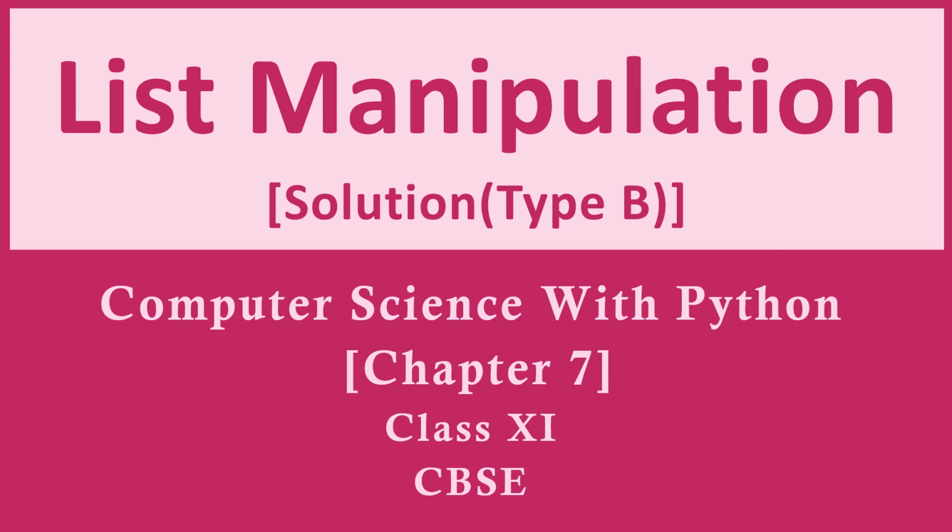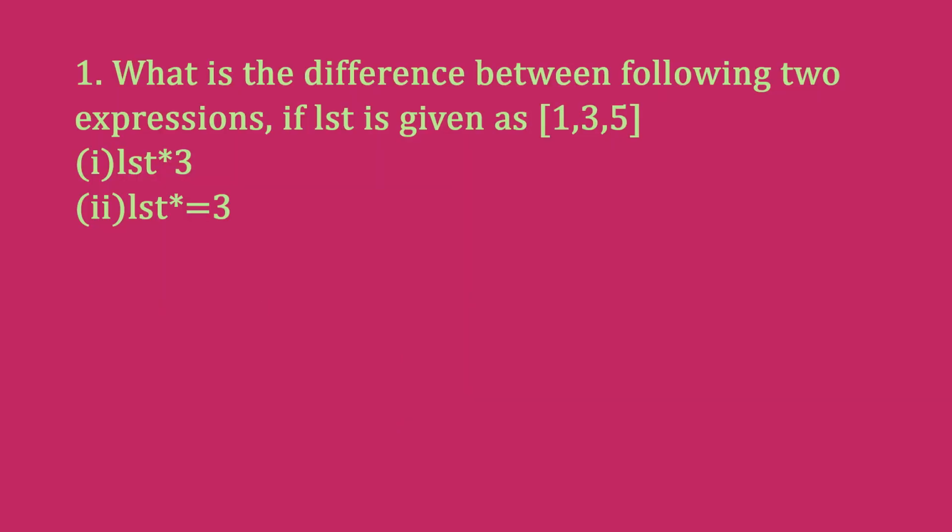Hi everyone, in this video we will discuss all the type B questions from the chapter List Manipulation of class 11. Now what is the difference between the following two expressions if LST is given as 1, 3, 5 in the form of a list? First one is LST * 3, second one is LST *= 3.